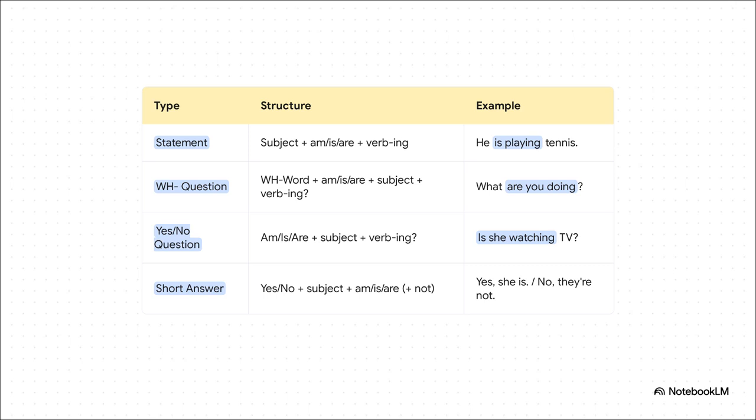Now, for a question that starts with what, where, or who, the structure is the WH word, then am, is, or are, then the subject, and then the verb with ing. Just like in our warm-up conversation. What are you doing? And what if it's a simple yes or no question? Well, you just start with the verb to be. Is she watching TV? And as you can see, the short answers follow that same easy, predictable pattern too.